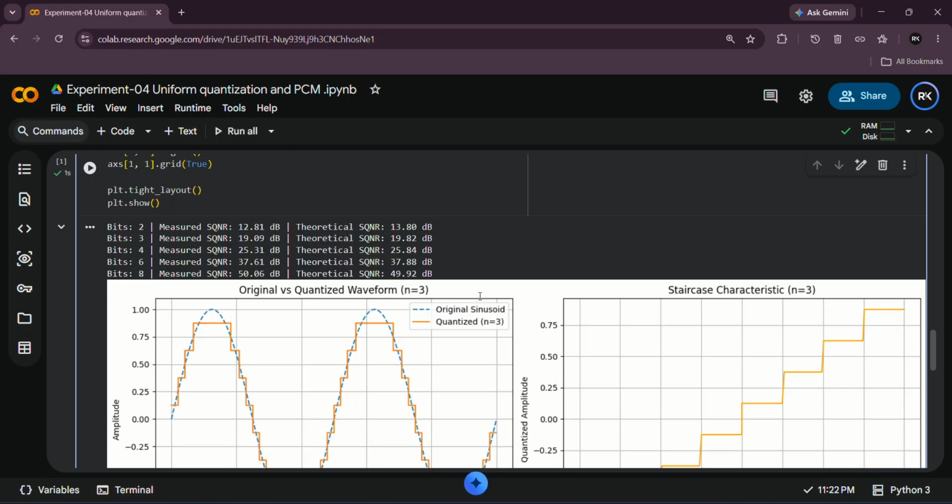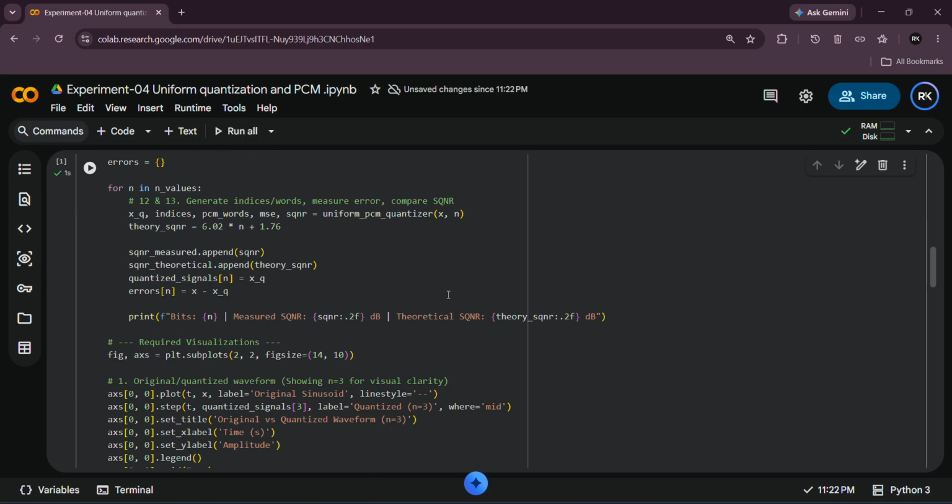After running the code, you can see the output. We run this quantizer across 5 different bit depths: 2, 3, 4, 6 and 8. For each one, we record the measured SQNR from our simulation, and we also compute the theoretical SQNR using the well-known formula 6.02 times N plus 1.76 decibels. You can see the SQNR here.